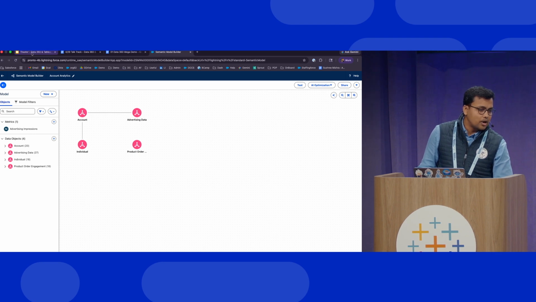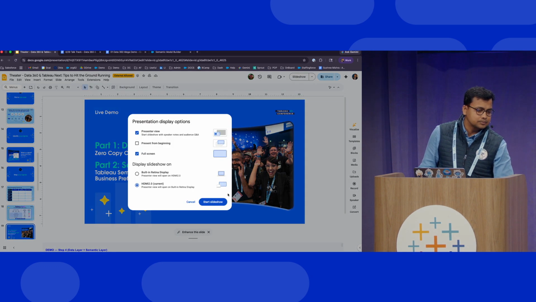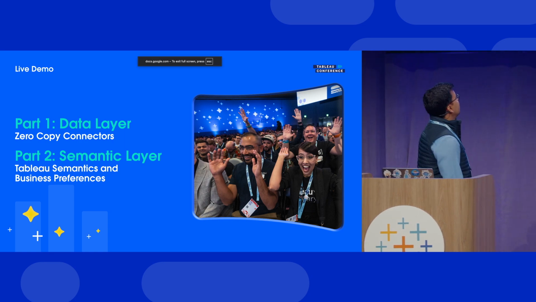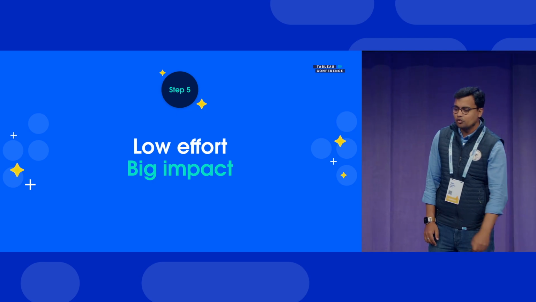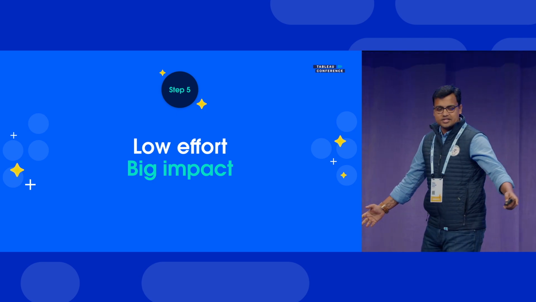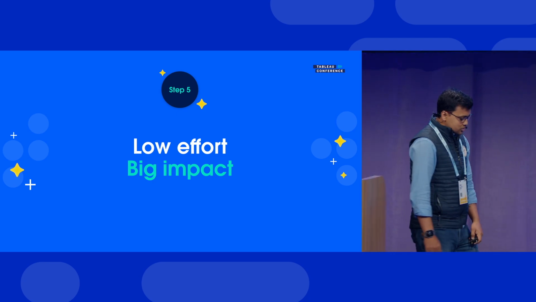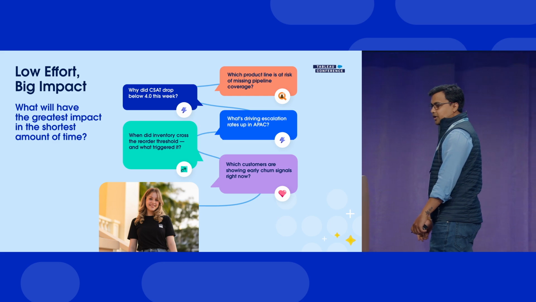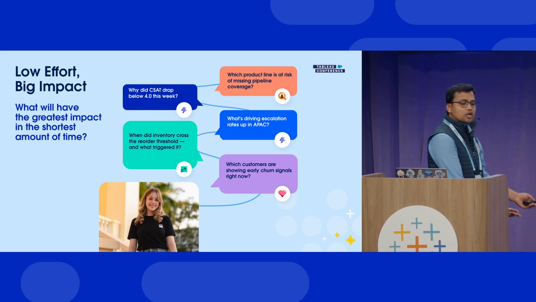All right, going back to step 5 here. Low effort, big impact. I don't need to go over this again, I'm sure we all know this. If we can get a KPI or a use case which is low effort and big impact, that's definitely what we are going after, right? So, what will have the greatest impact in the shortest amount of time is what you're looking for, really.